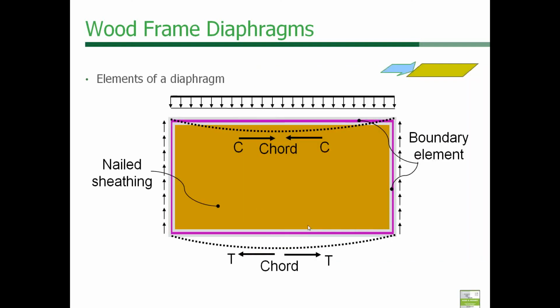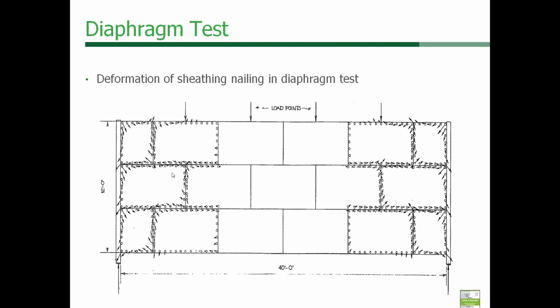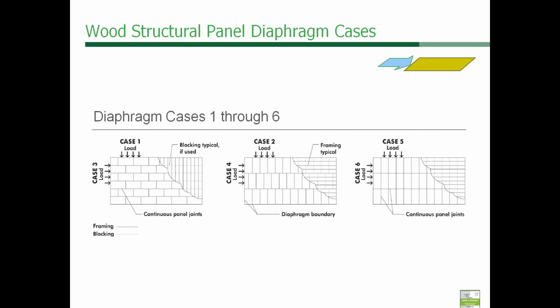The elements of a diaphragm include the sheathing and the chords and the boundary elements. We'll just give a cursory overview, and the tests that we've run show how those diaphragms deform under loads. You can see the load heads here and how those load up, and tests range anywhere from 24 by 24 to 24 by 60 foot diaphragm assemblies. So we've got a really good database to provide for the values that are tabulated in the wind and seismic standard.